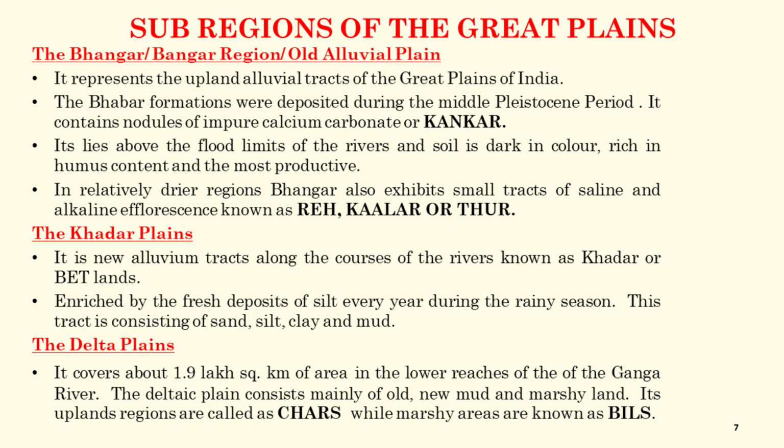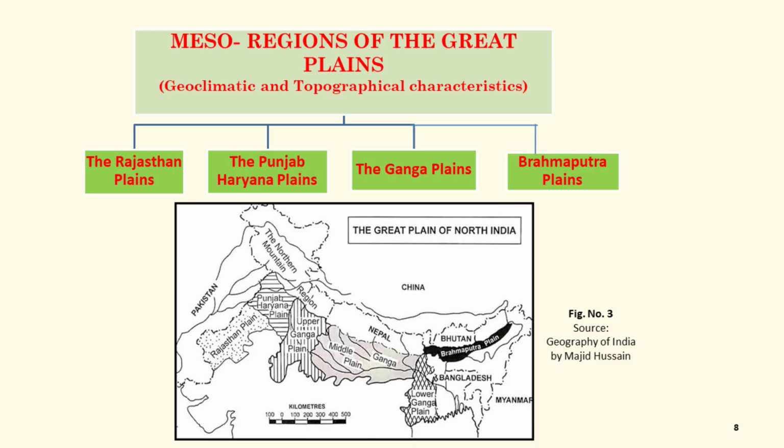The Delta Plains cover almost 1.9 lakh square kilometer in the lower reaches of the Ganga river. The deltaic plain consists mainly of old and new mud and marshy land. Its upland regions are called chars, while marshy areas are known as bils. The Sundarban deltaic region is one of the remarkable features of this deltaic plain. The mangrove forest is very prominent in this deltaic plain area.